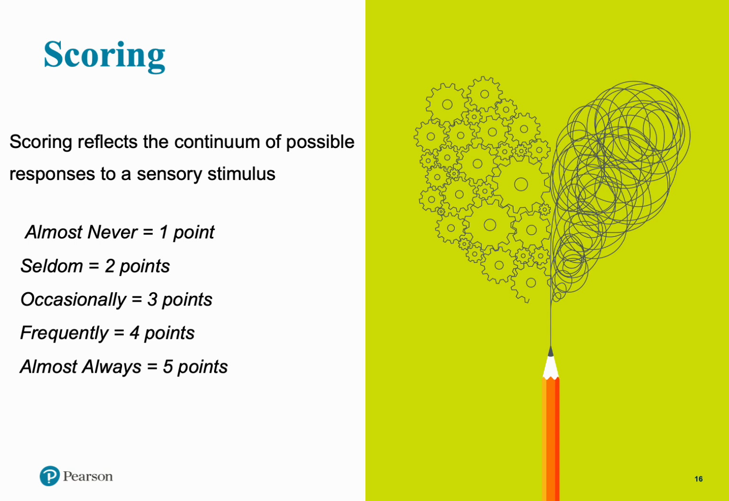So here's a better look at the scoring. And the scoring reflects the continuum of possible responses to a sensory stimulus. So almost never is allocated to that 1 point, seldom is allocated the 2 points, occasionally allocated 3, frequently 4, and almost always 5.